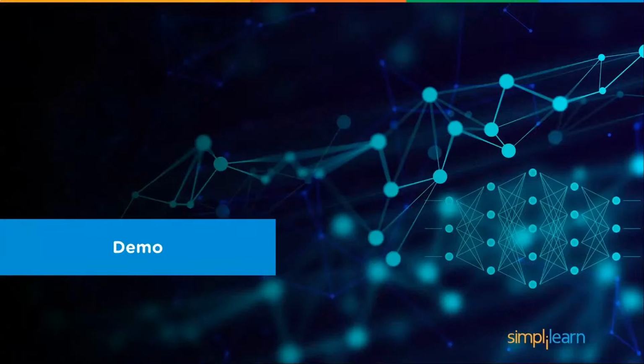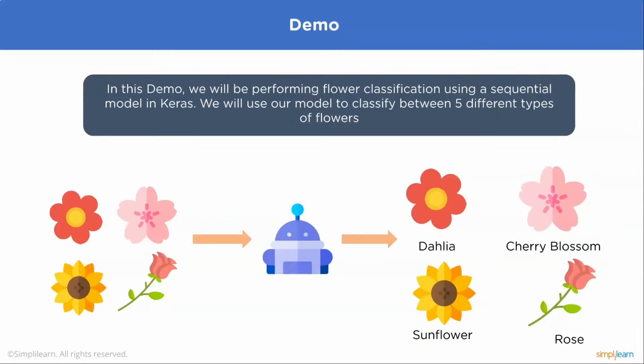So let's dive into the meat of the matter. Let's do a demo. In today's demo, we'll be performing flower classification using a sequential model in Keras, and we'll use our model to classify between 5 different types of flowers.